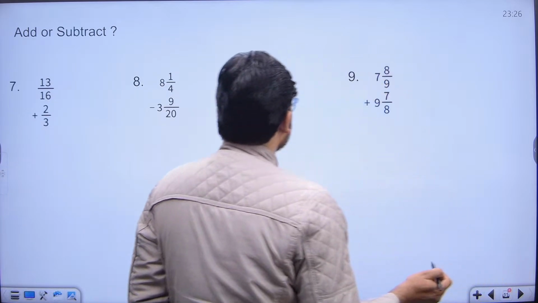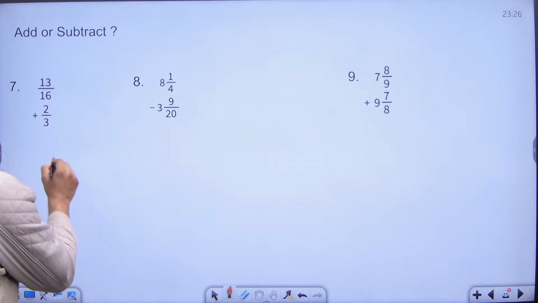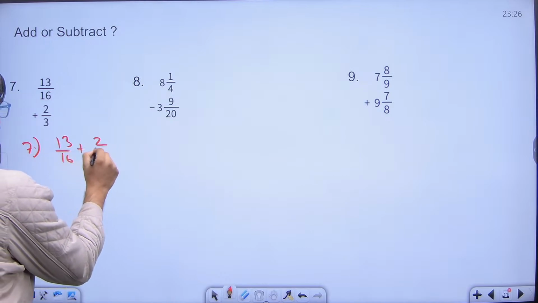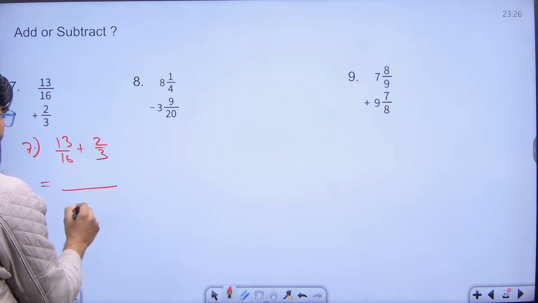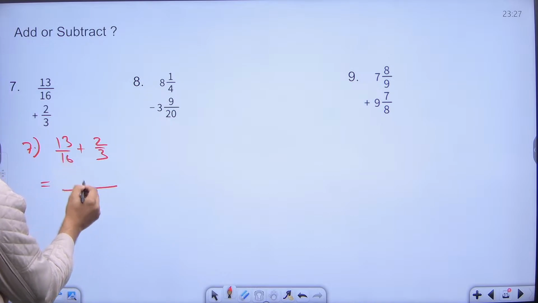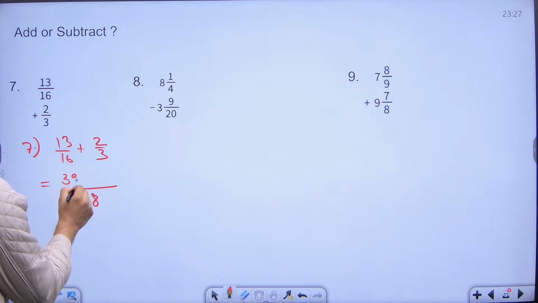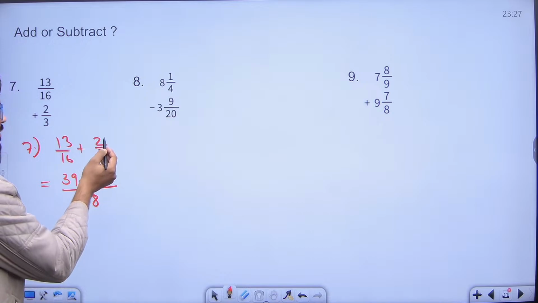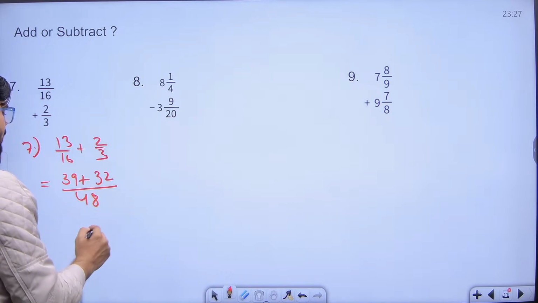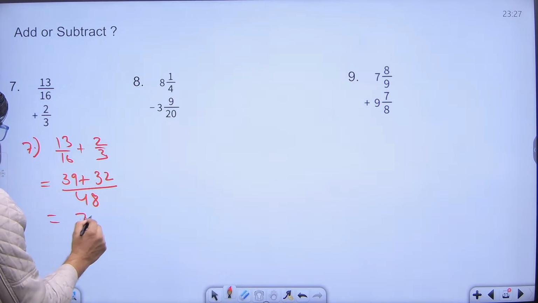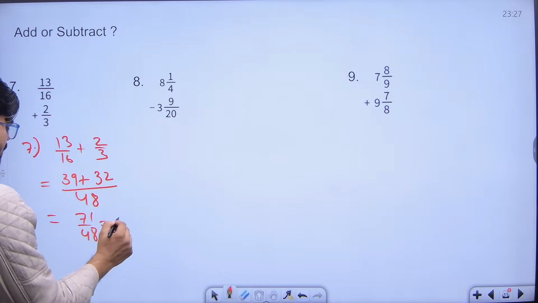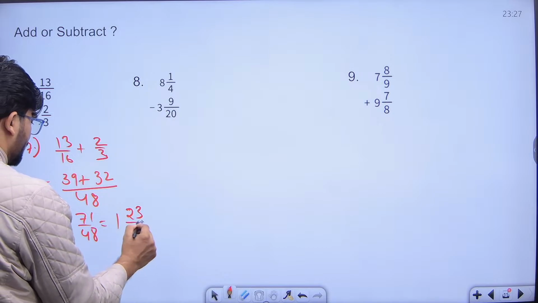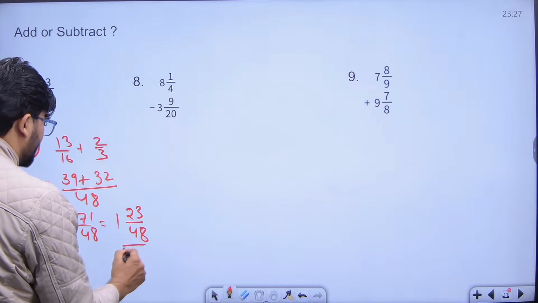Moving on to the next question. So 7th question, we have 13 by 16 plus 2 by 3. So the LCM is going to be 48. 16 times 3, 3 times 13 is 39. 3 is multiplied by 16 to make it 48, so 2 will also be multiplied by 16, so you will get 32. So when you add them, you will get 71 by 48. So you can take 1 and then 23 by 48. This is your answer.